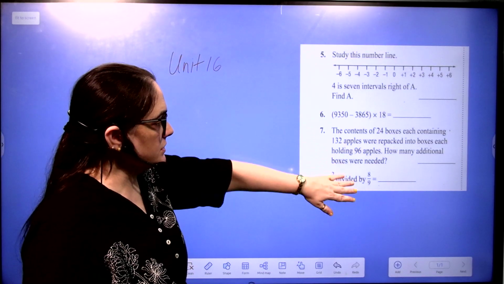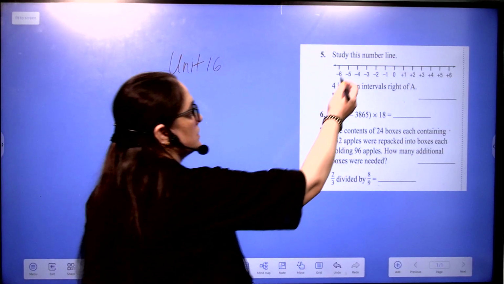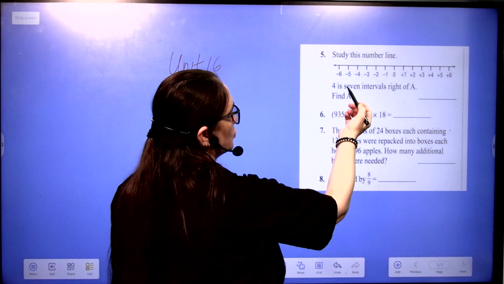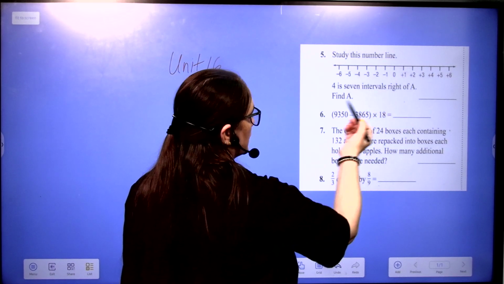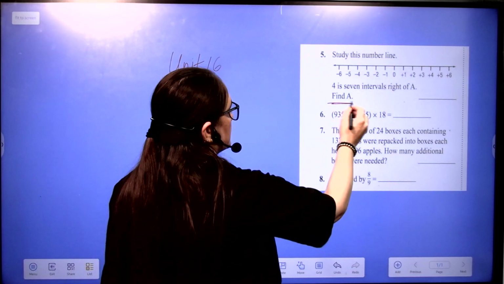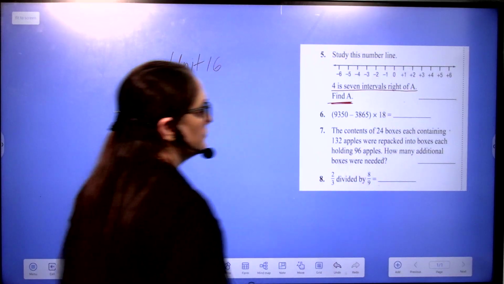These are the questions. Let's start with question 5. So study this number line. You're given the number line and you need to do this: 4 is 7 intervals right of A and you need to find A. Okay, so let's see, we need to find A and we are given some hint.